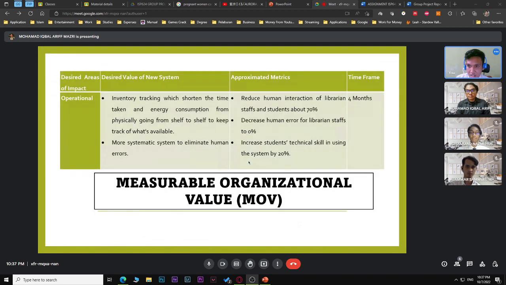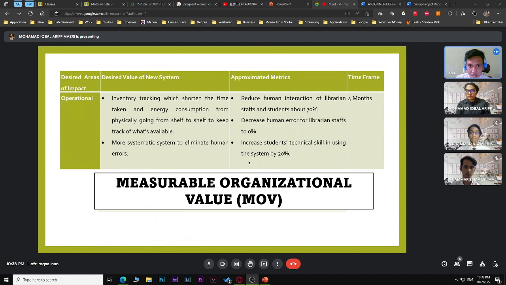Our desired area of impact, firstly, is operational. We want value from the new system for inventory tracking, which shortens the time taken and energy consumption for physically going from shelf to shelf to keep track of what is available. Secondly, a more systematic system to eliminate human errors.